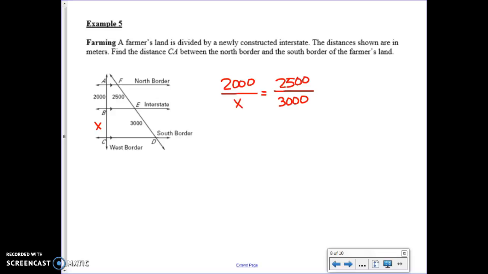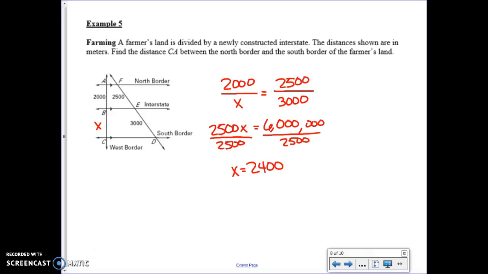So then we can cross multiply. So I get 2,500x equals 2,000 times 3,000, which is 6, and then it's going to have 6 zeros behind it since each of those has 3 zeros. So 6 million. We divide that by 2,500. So I get that x equals 2,400 when I divide that out.